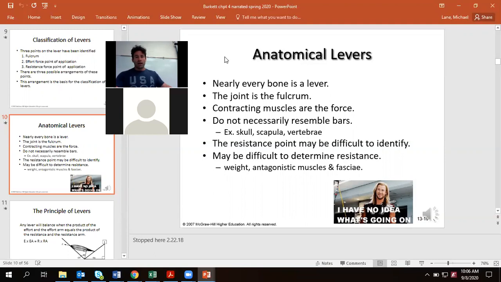And we have a lot of other things building into the resistance, in that we have the weight of the limb. So the center of mass of the forearm and the hand is also being lifted along with whatever weight is in your hand. We have antagonistic muscles. So when the biceps contract, you get a little bit of resistance from the tricep on the other side. And then we have fascia, which is effectively connective tissue, which gives us some resistance to movement.